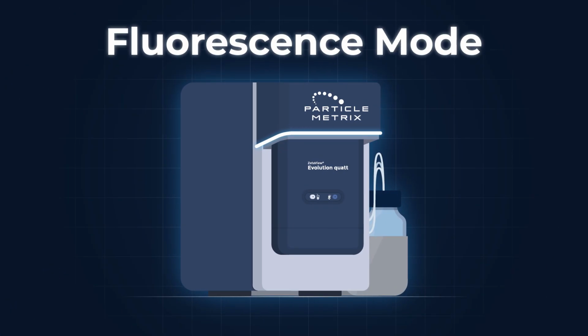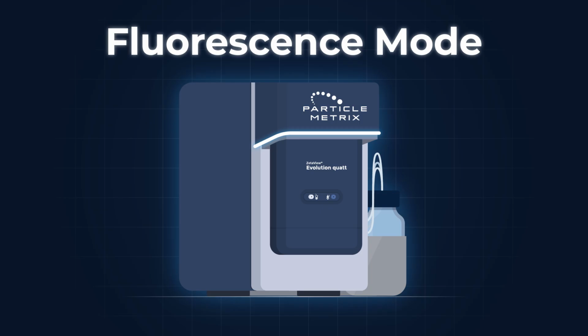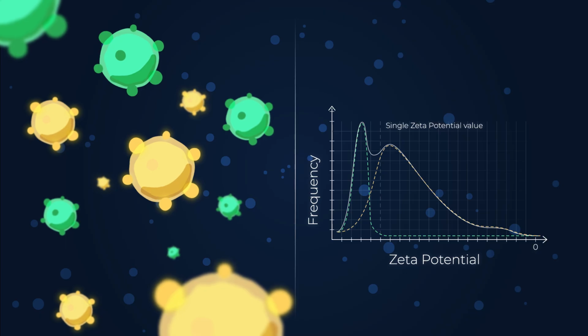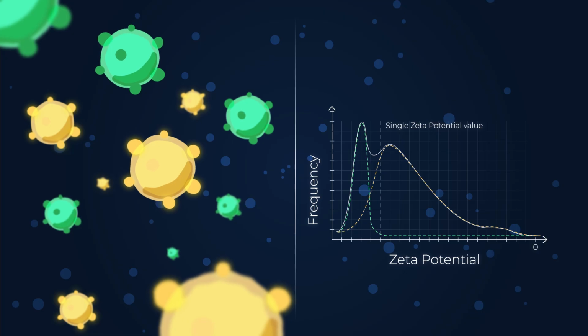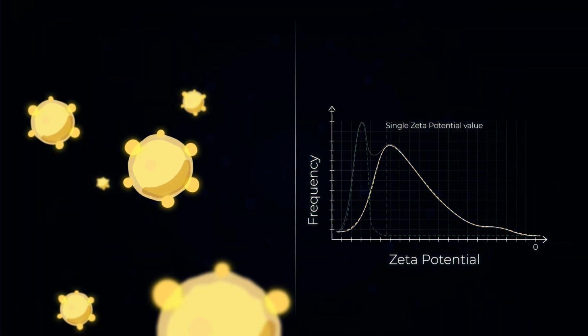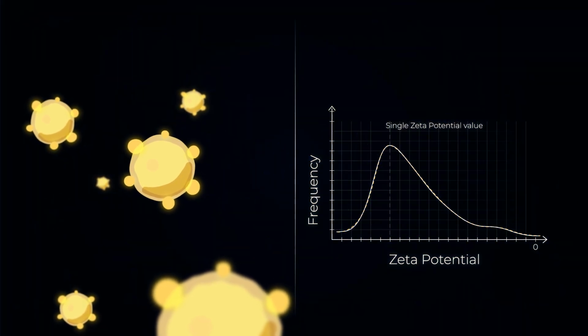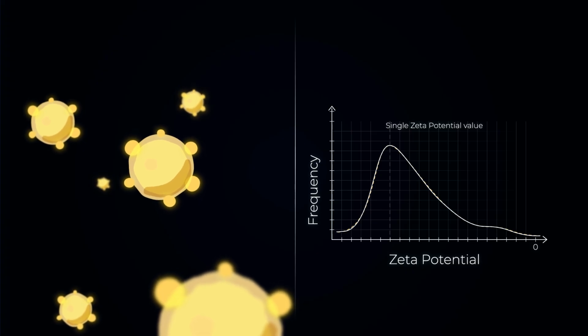With fluorescence mode, ZetaView introduces a globally unique capability for population-specific zeta potential measurements. This allows you to focus exclusively on your particles of interest, such as labeled extracellular vesicles, viruses, or lipid nanoparticles, while excluding background particles from the analysis.